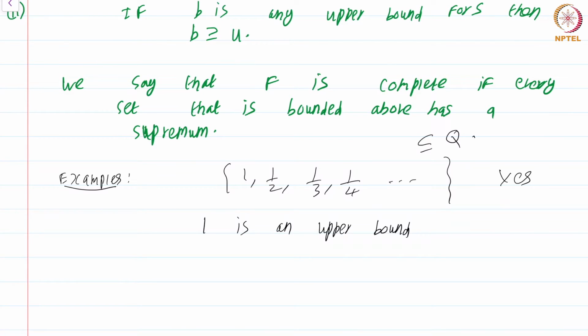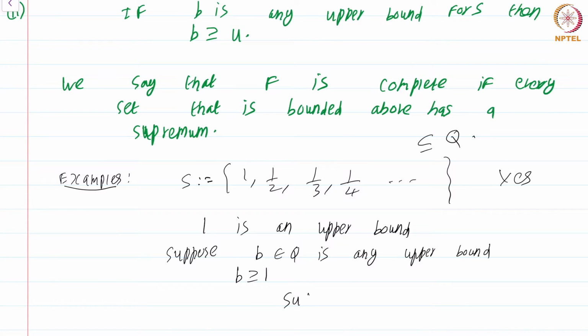Why is that the case? Well, suppose B in Q is any upper bound. B has to be greater than or equal to 1 simply because 1 is present in this set. For this reason, the second property, if B is any upper bound for S, then B has got to be greater than or equal to U, is trivially satisfied. So the supremum, if you call this set S, supremum of S is just 1.